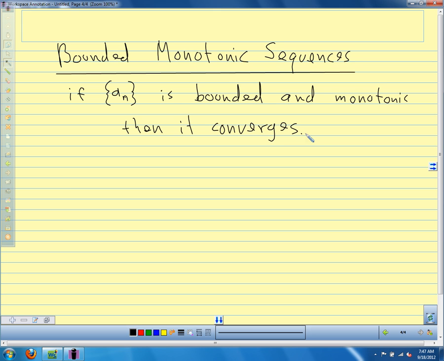So if we have some sequence, if we can show that it doesn't increase beyond a certain number, if it doesn't decrease beyond a certain number, and it's monotonic, it's either non-decreasing or non-increasing, then we know it converges. We don't necessarily know what it converges to, but we can prove that it does converge.